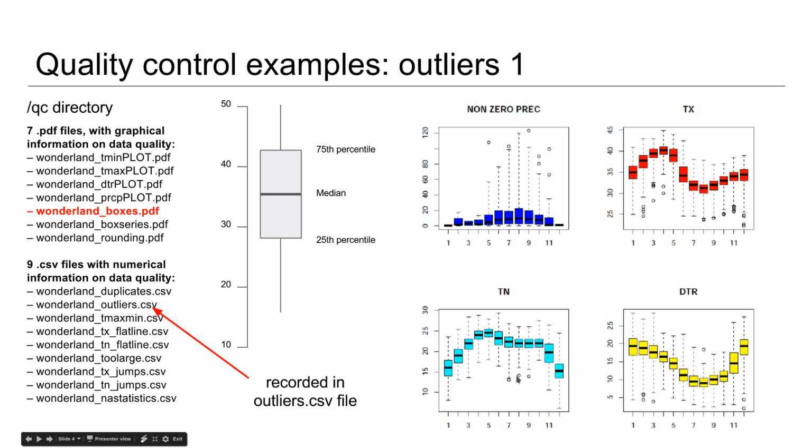And the details for all of these outliers that get circled here are recorded in a .csv file called outliers.csv, and we'll get to that shortly. But all of these details are recorded, so you can go back into your input file to make any necessary changes.